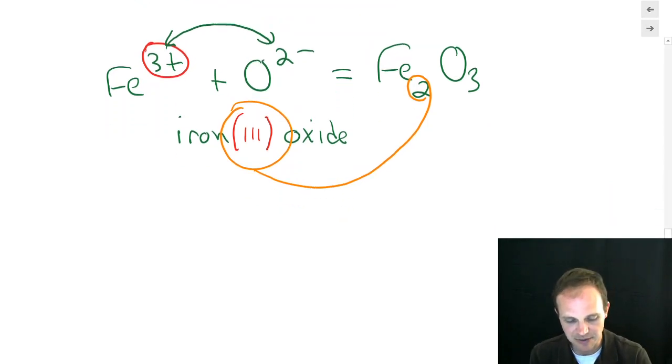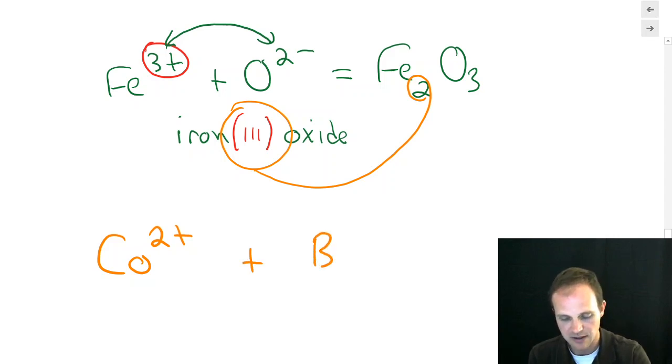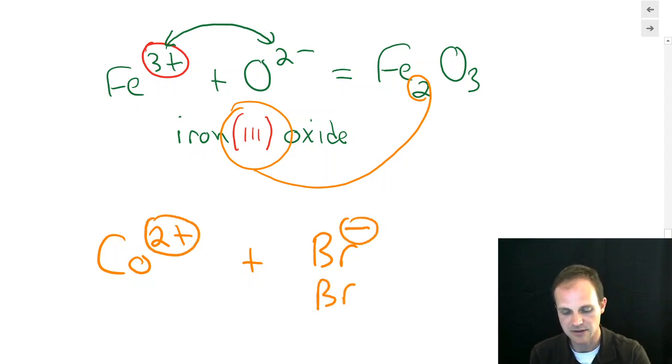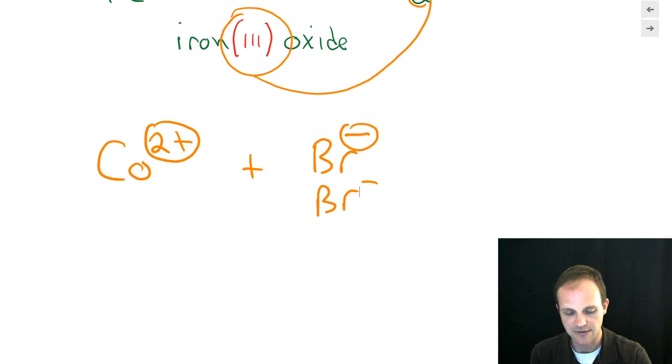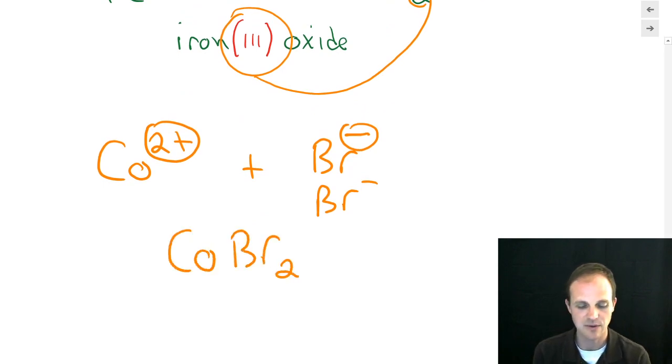Let's do another example. Let's take some cobalt, and I'm going to take cobalt 2 plus, and I want to combine that with some bromine. So we find bromine on the periodic table. It's a halogen. All the halogens form a minus. So how am I going to combine those two? I've got a +2 and a -1. I need 2 of those bromines. And I get a formula of CoBr2. And what do I name that?